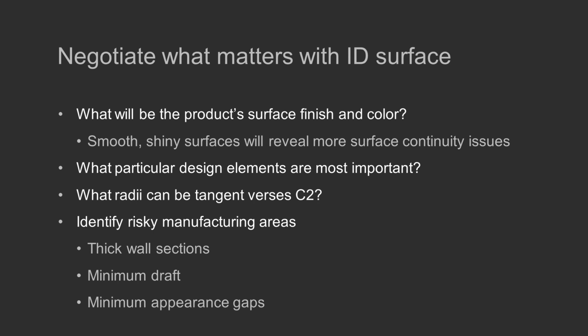And then, as early as you can see in the design, start to identify some of the risky areas that might be imposed by the industrial design. That would be things like thick wall sections, minimum draft, and minimum appearance gap. You know that in tooling everything's toleranced, and the bigger the tool, the greater the shrink rate, and this is why we do details like appearance gaps and whatnot.